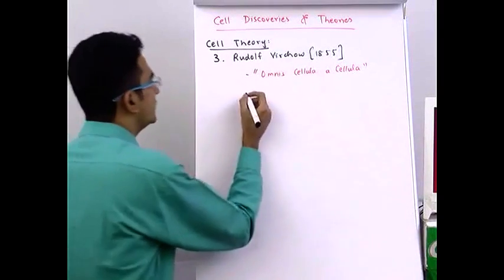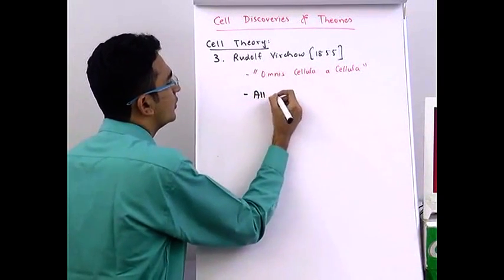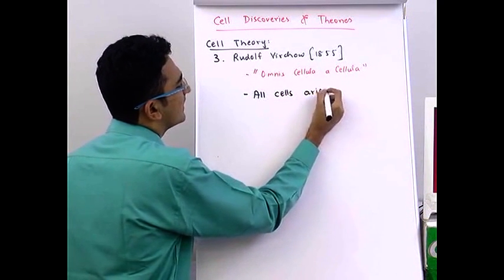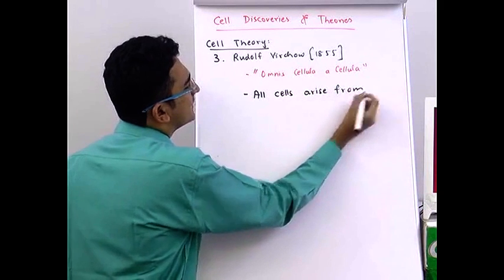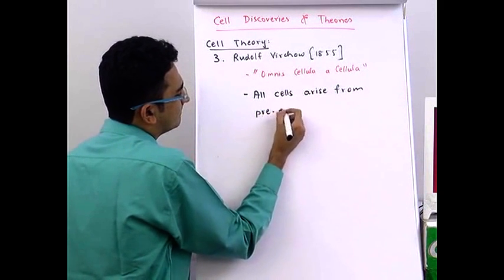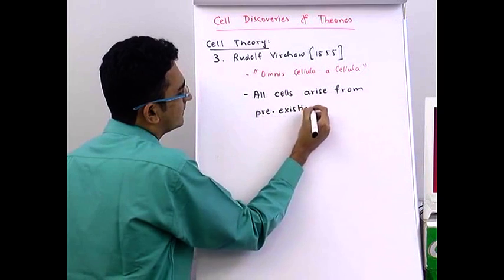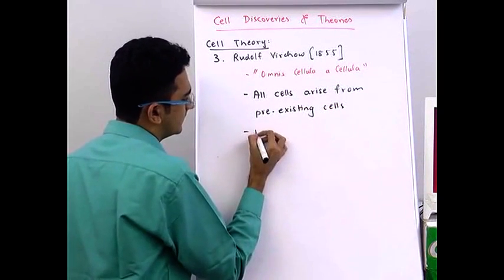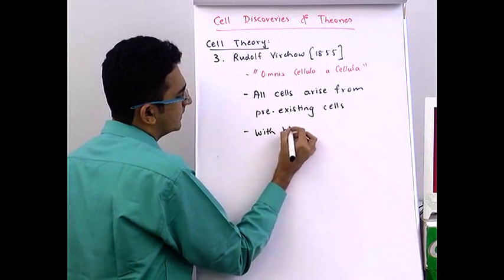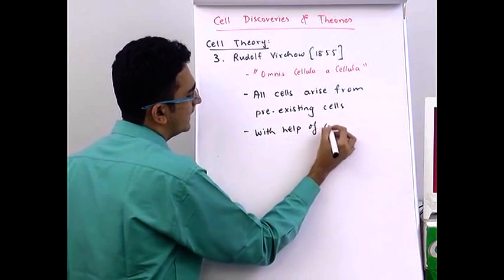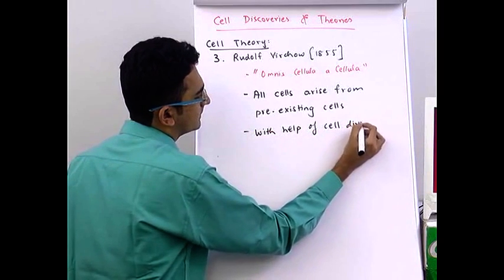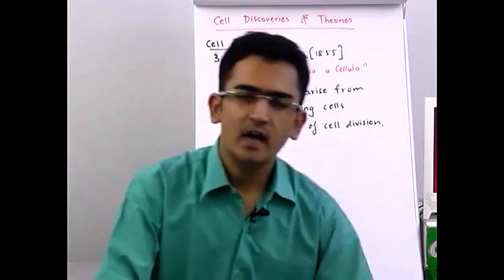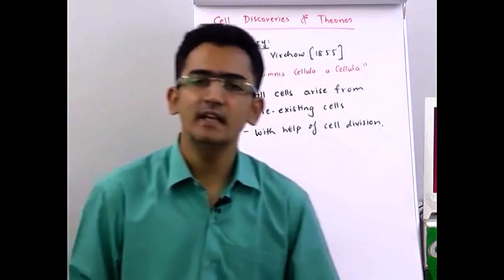So, in English, it meant all cells arise from pre-existing cells with the help of cell division. Without cell division, no new cells can arise.